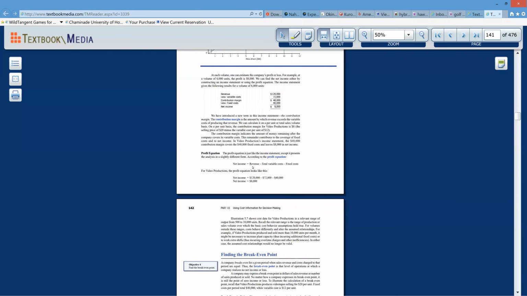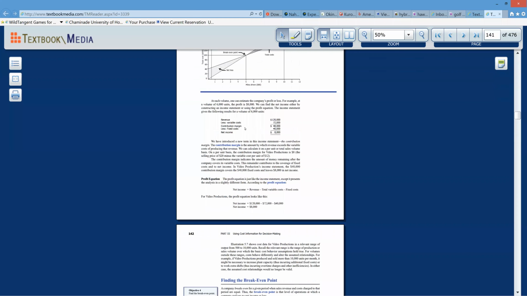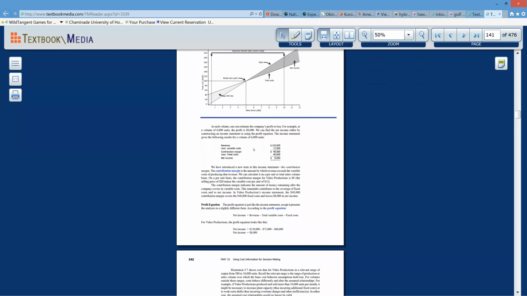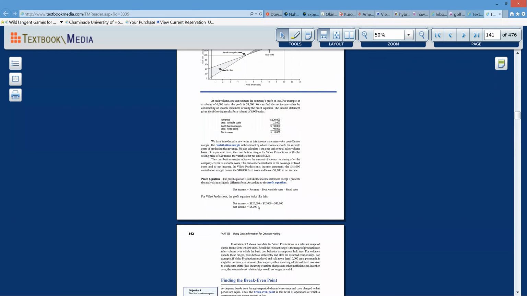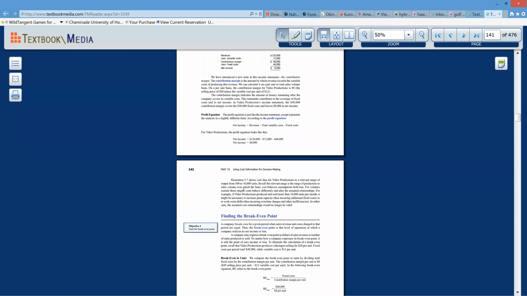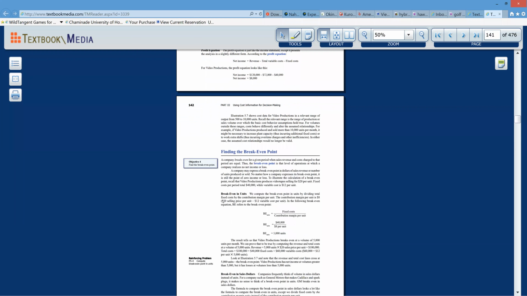So plugging in the information for the example that was given to us, they had $120,000 of revenue. Their variable cost was $72,000. Fixed cost was $40,000. So their net income or profit was $8,000. So let's now try to find what the break-even point is. And I think we're going to be using the same example.